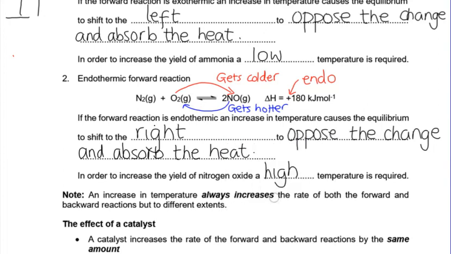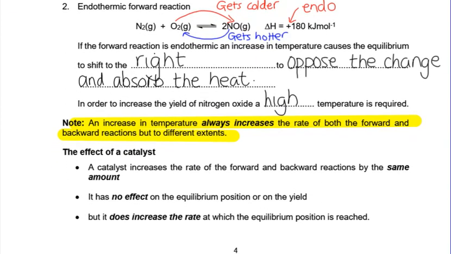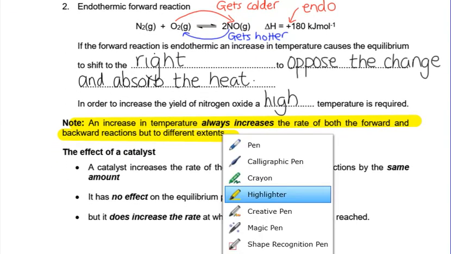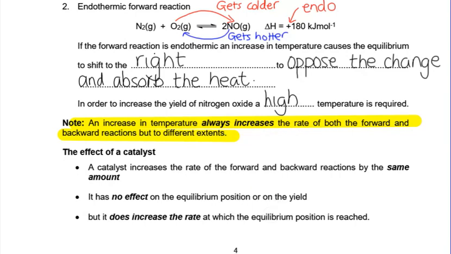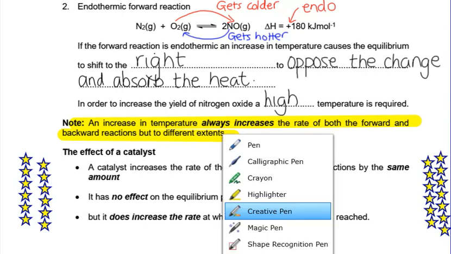And then just remember that heating it up always increases the rate, but it increases the rate of the forward and the backwards different amounts, and that's why we shift left or right. Now, this note at the bottom needs to be made very obvious, so let's find some way to make it stand out. Let's put some stars around it. It doesn't need a whole page to itself because there's not a lot there.